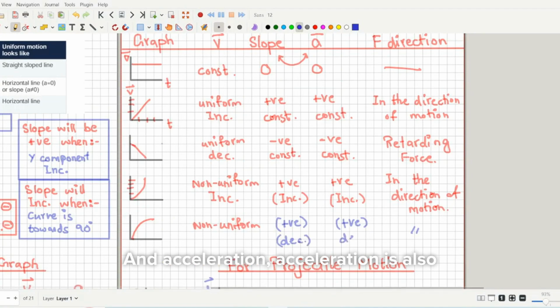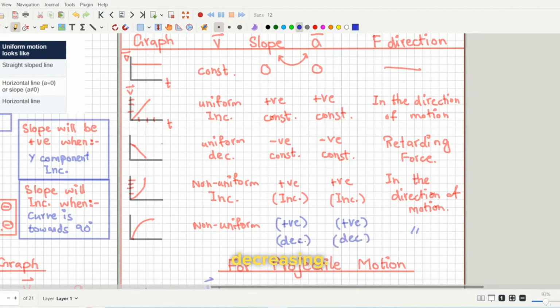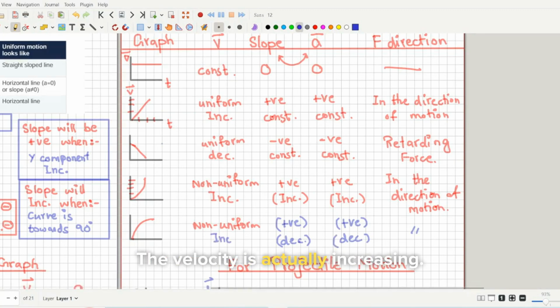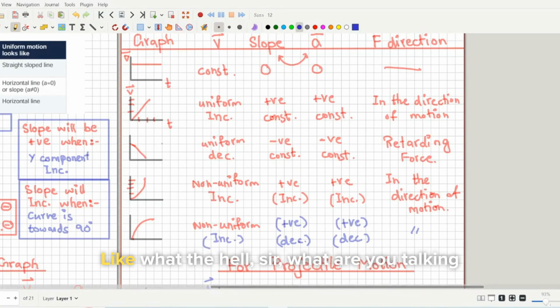And acceleration is also decreasing, but not for the velocity. The velocity is actually increasing. Like, what the hell, sir, what are you talking about? The answer is simple. You can see the y component here. The y component has been increasing for the velocity, so the velocity as a whole is increasing.